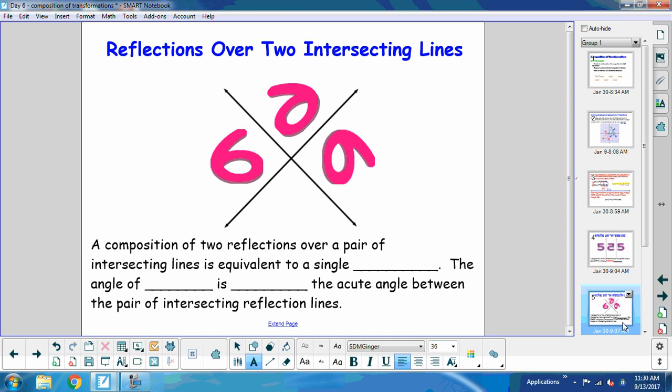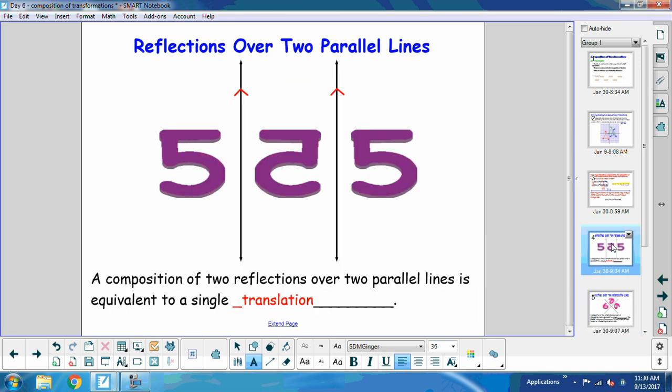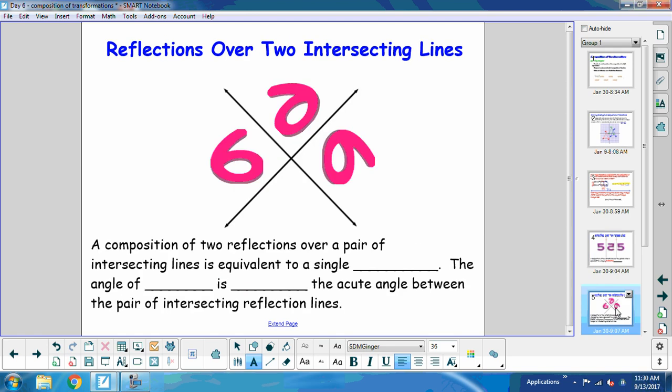Okay, the next one, reflections over 2 intersecting lines. Okay, so we looked at parallel lines first. Now, if lines are intersecting, so I have a 6 drawn here, okay, and I've reflected over 1 line, and then I reflect it again, notice what happens to this number 6. It ends up just being rotated.